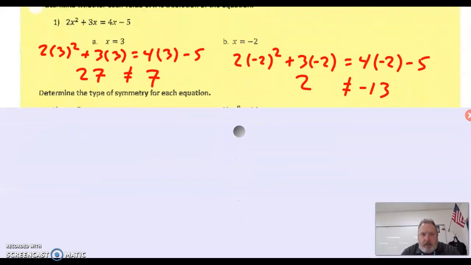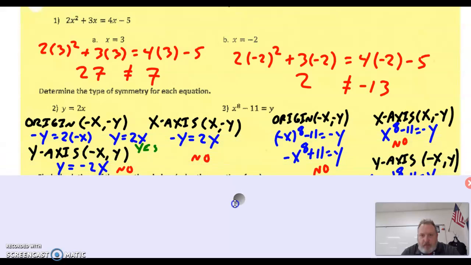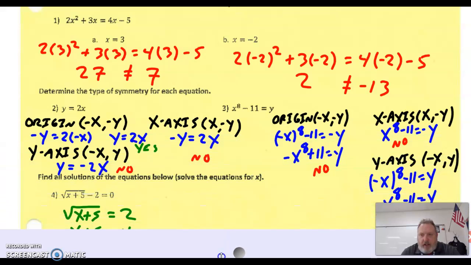Types of symmetry is our next question. So you're doing the x-axis and y-axis and origin test for both of these. So you can see I wrote the 3 tests here. For origin, you substitute -x in for x and -y in for y and solve. That one actually works. For the x-axis, you plug -y in for y, and y-axis just the opposite. You plug -x in here. For the first one, the origin test is the one that works.